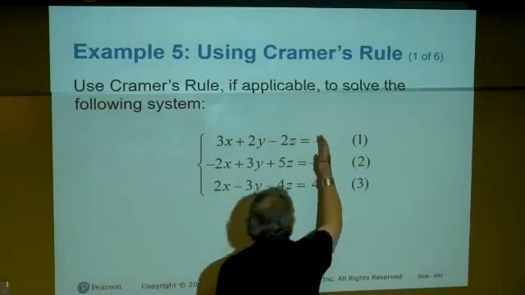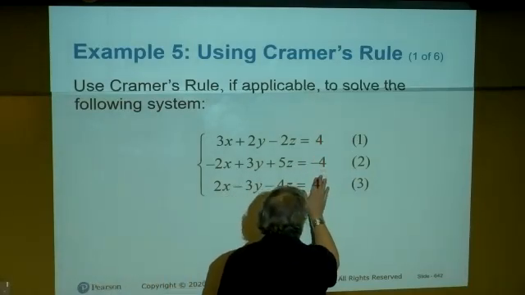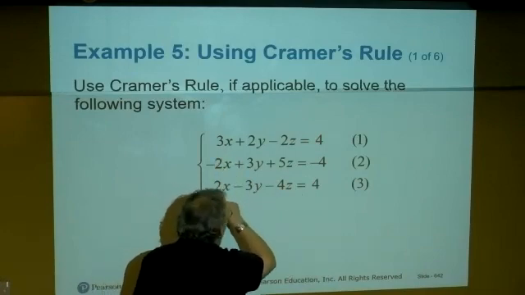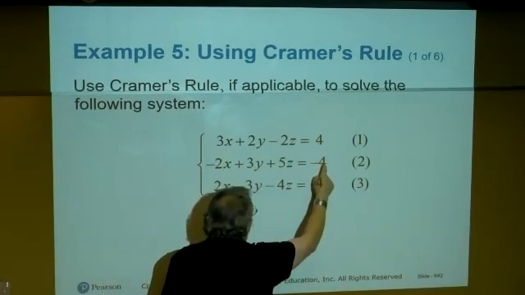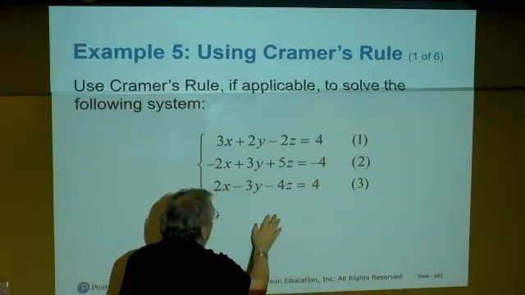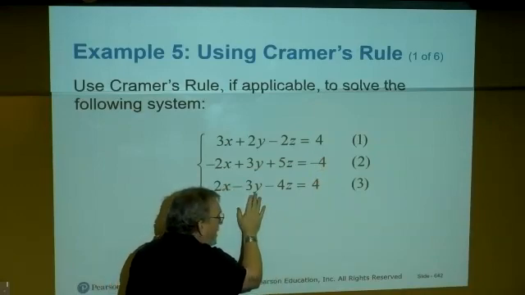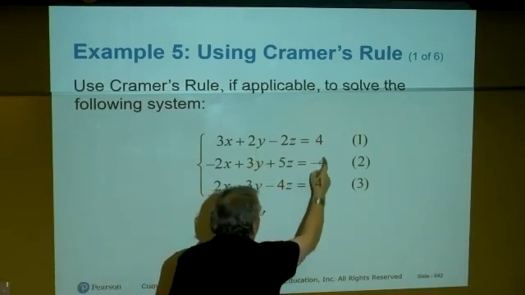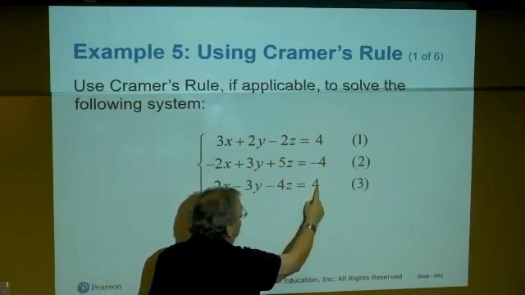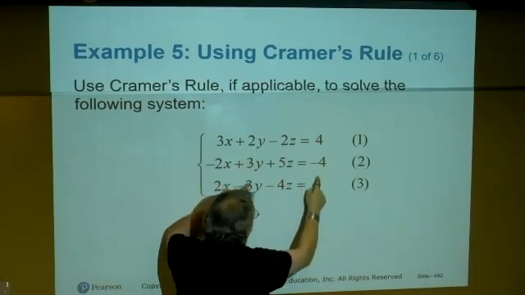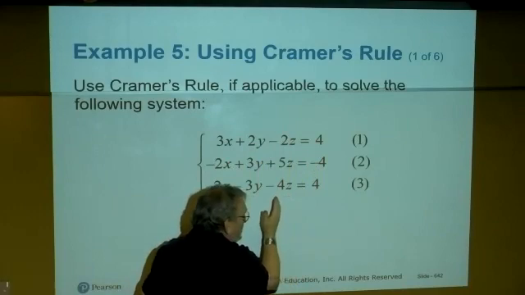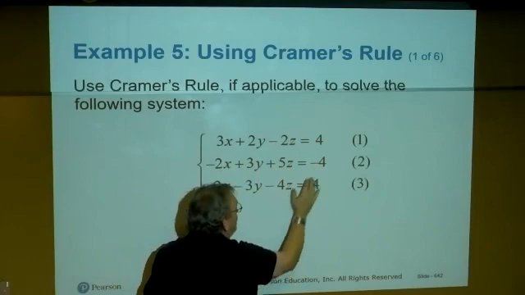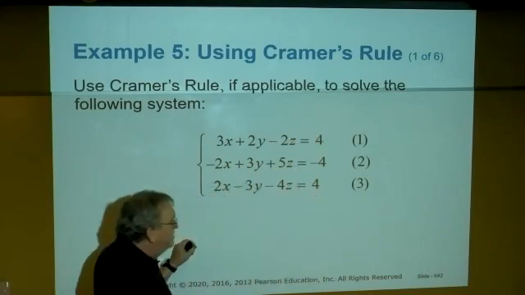So this is the constant column. So when I'm solving for D sub X, I'm going to replace 3, -2, and 4 and 2 with 4, -4, and 4. When I'm solving for D sub Y, I'm going to replace this 2, this 3, and this -3 with this 4, -4, and 4. Appropriately. Okay? And same thing when I'm solving for D sub Z, I'm going to replace these numbers here with these constants.